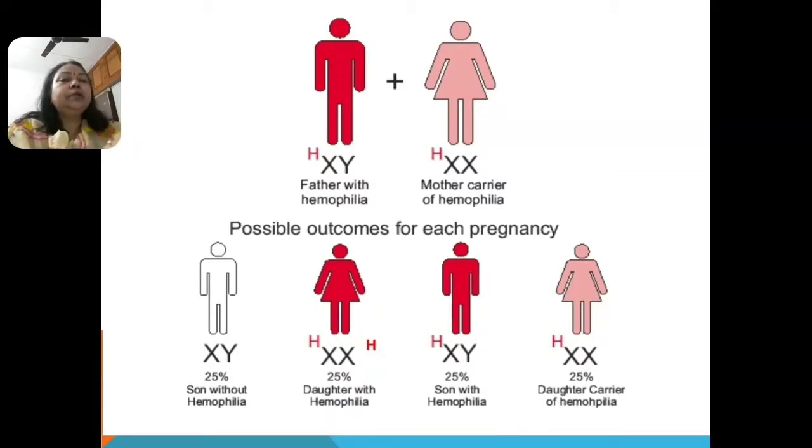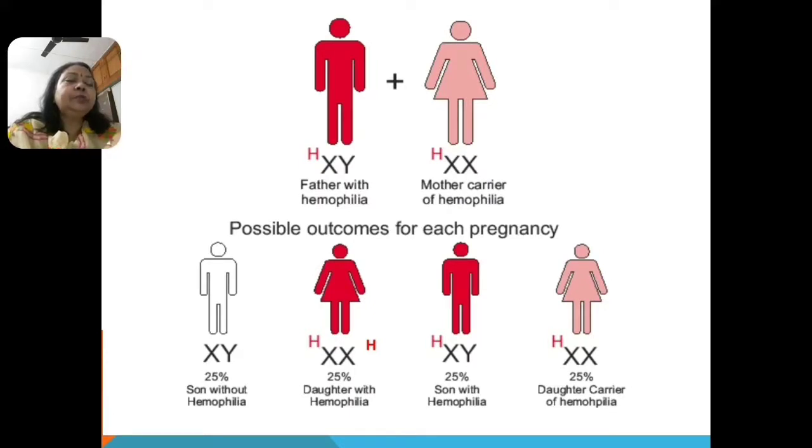Another situation in hemophilia disorder is if the father is hemophilic, married to a mother who is a carrier of hemophilia. Mother is carrier and father is hemophilic. Then what is the possible outcome? Again, 25% son not affected, 25% daughter with hemophilia, because the X chromosome contains the hemophilic genetic disorder.